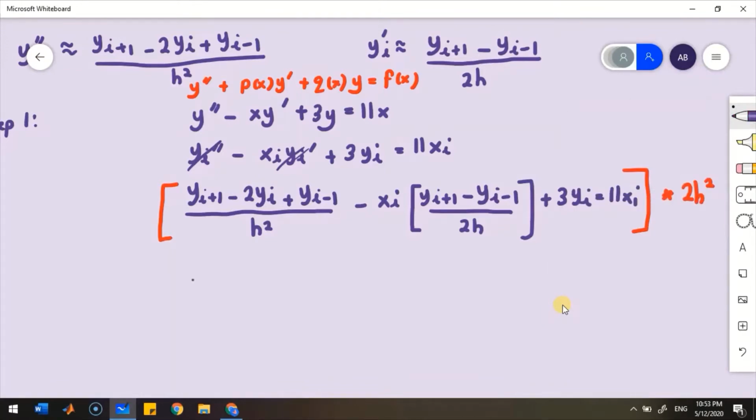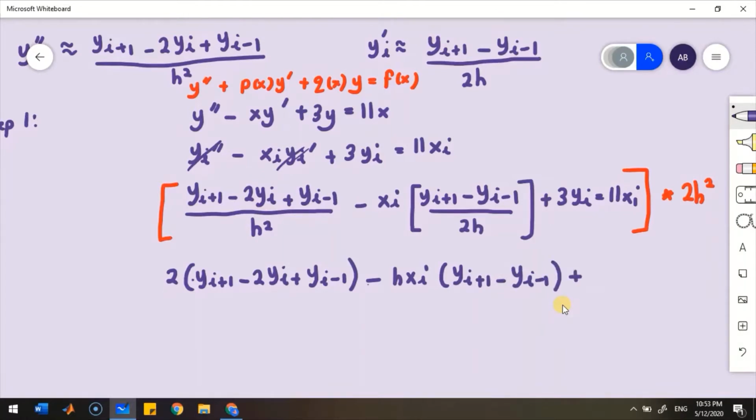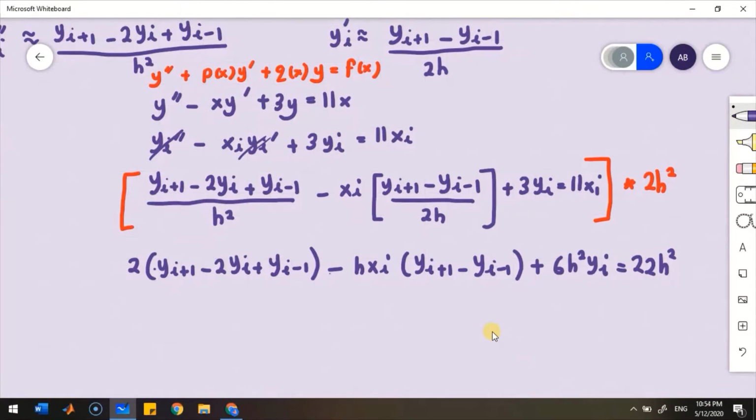So what does that give us now? 2(y_{i+1} minus 2y_i plus y_{i-1}) minus, the 2 and 2 cancel out, h and h cancel out, leaving one h, so I have h x_i (y_{i+1} minus y_{i-1}) plus 3 times 2, 6h squared y_i equals 11 times 2, 22h squared x_i.